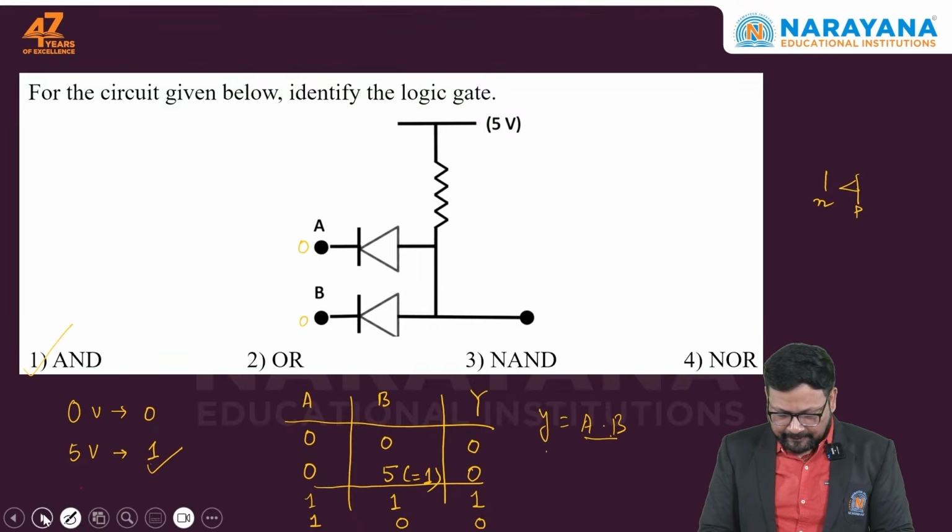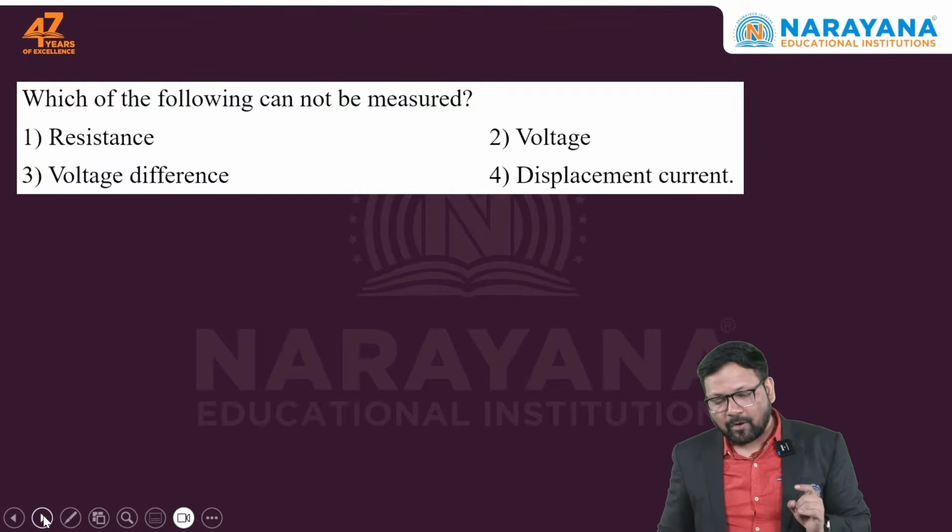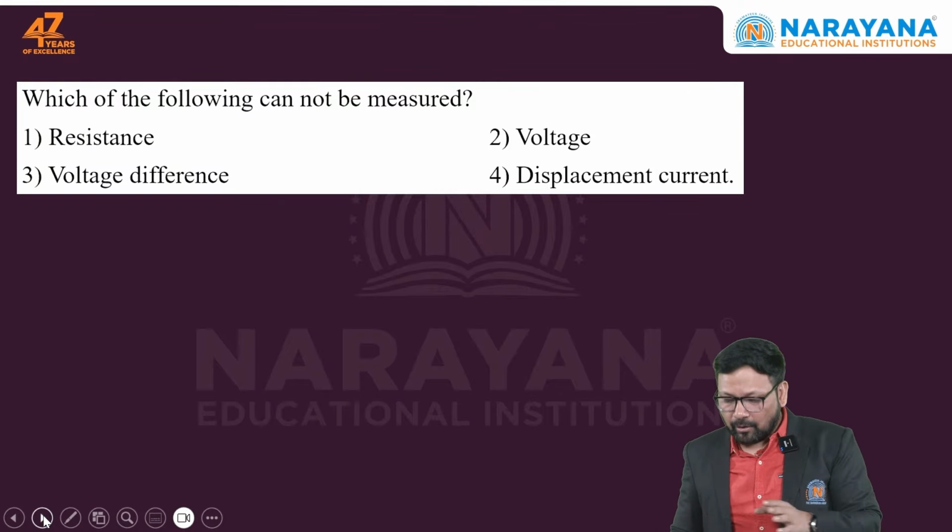Okay. See the next one. Which of the following cannot be measured? Okay, all four are electrical quantities.